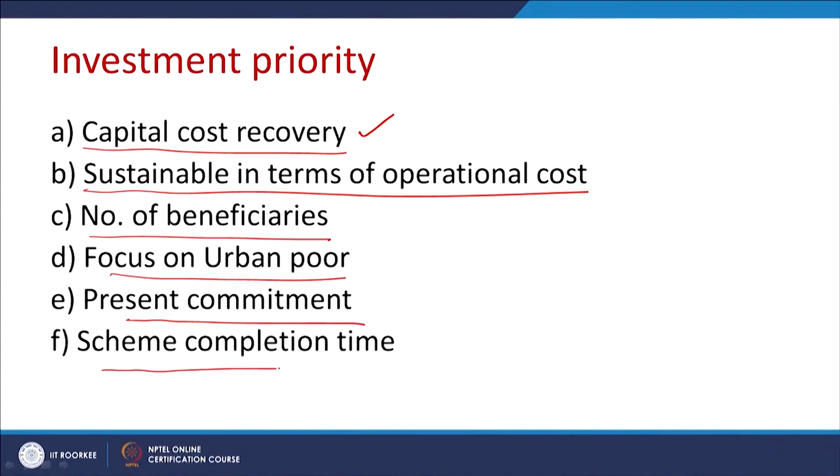Then scheme completion time. If the scheme is too long, taking 10-12 years, it is very difficult to maintain the long term investment. Rather, you can break down the scheme into various phases of 2-3 years, so that you can see and monitor the completion, and therefore time is a very important criterion. Ideally 1 to 3 years is the ideal time to fix the phasing or the timing of a particular project, so that you can maintain it.